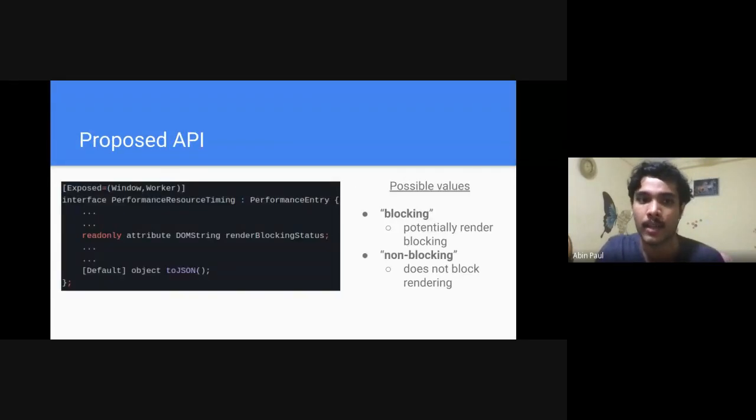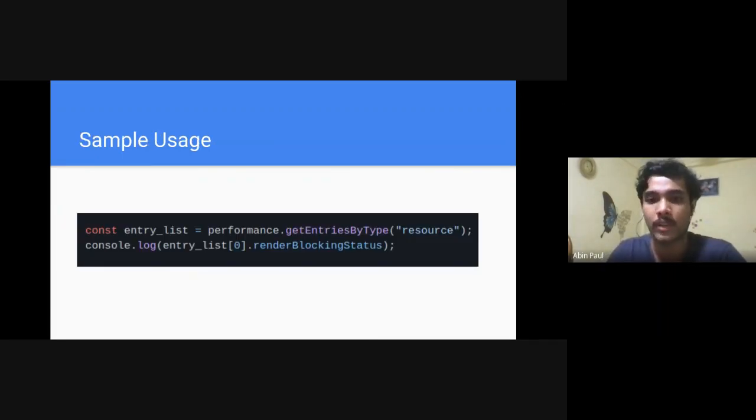So the API is pretty straightforward. We plan on adding a new attribute, render blocking status, to the performance resource timing object. It is currently proposed as a string with two values. Blocking would indicate the resource is potentially render blocking, and non-blocking would indicate it's non-blocking. How it would be used: once you get all the entries by performance resource timing, you could directly get the attribute from the object itself, and it would print out this render blocking status.